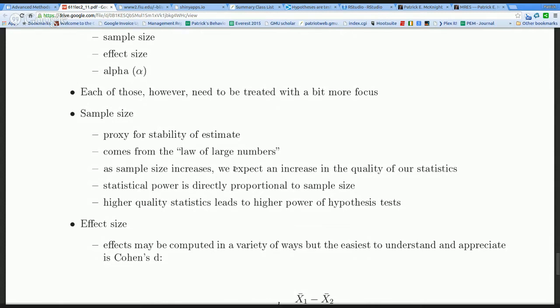That proxy comes from the law of large numbers: as our sample size approaches infinity, our sample parameter approaches the population parameter. That's really what we want, to get population parameters to the best of our ability. So as sample size increases, power increases. The next thing is effect size.